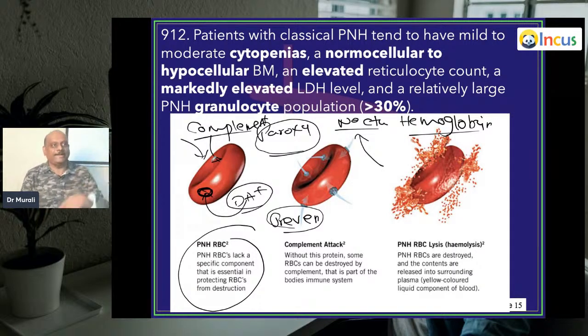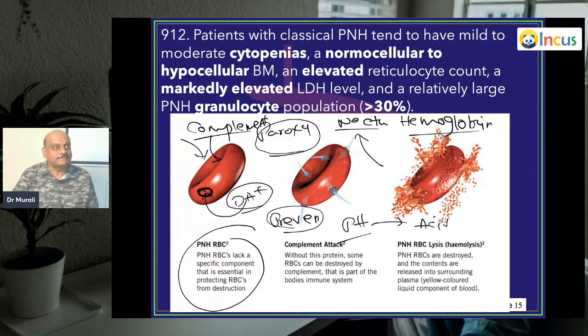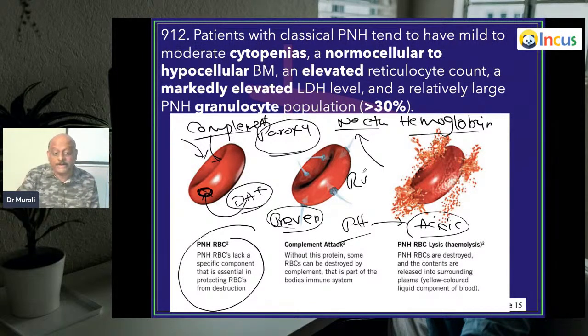Now, why only night? The complement-mediated lysis of the RBCs occurs if the pH of the blood is more acidic. So in the night, what happens? We sleep. When we sleep, what will happen? Our respiratory rate will come down.